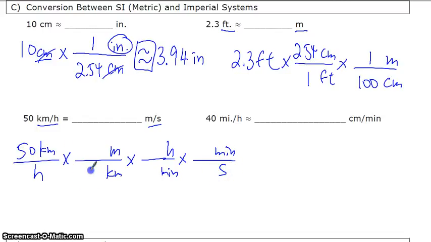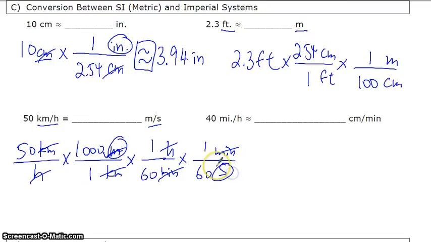And then for each one, 1 kilometer is 1,000 meters, 1 hour is 60 minutes, 1 minute is 60 seconds. So by doing the unit analysis, you will have the numbers in the right place. This cancels out, this cancels out. You're left with meters per second. That's what you want. You multiply by 1,000 and divide by that.